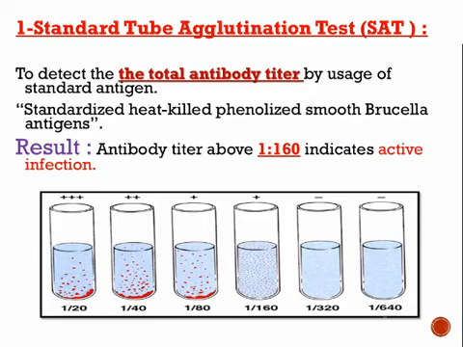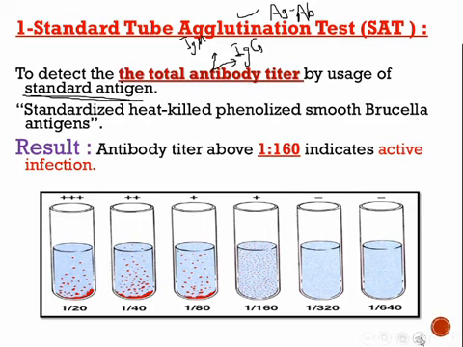Now let's start with the first serological test. It's called standard tube agglutination test. Agglutination, what does it mean? It means basically a reaction between antigen and antibody. So antigen-antibody interaction, that's agglutination. Okay, this test detects total antibody titer. So it detects IgM antibodies to the brucella and also IgG antibodies to the brucella, using a standard antigen. Okay, so what is a standard antigen?